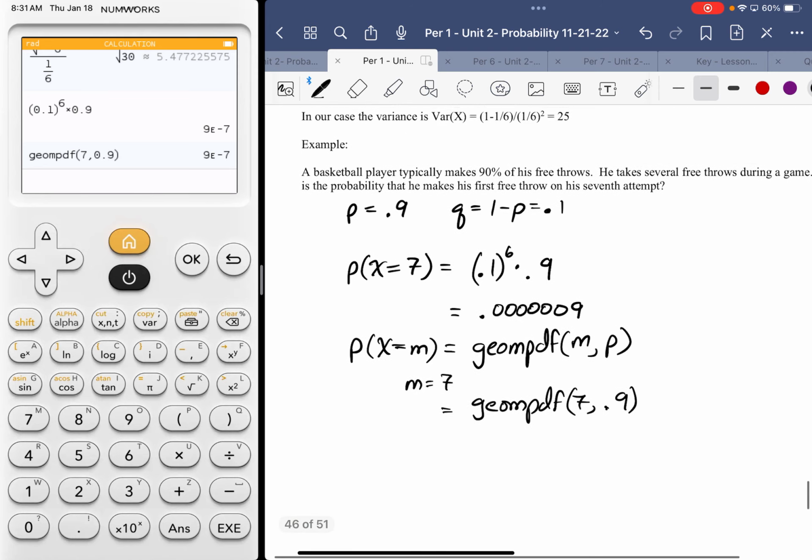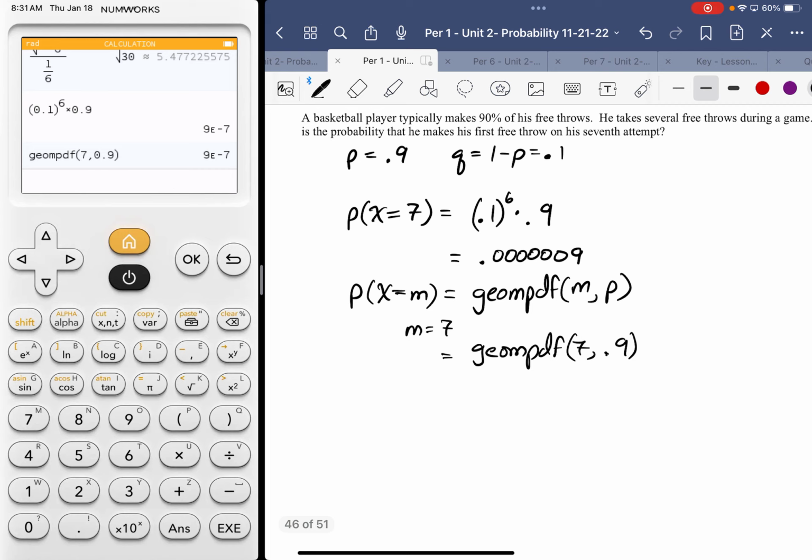I, for whatever reason, did not include a CDF example. So let's say, what's the probability, for example, find the probability that he will make his first free throw. I've used 7 as a benchmark, so I'll say X is greater than 7. This is basically saying what's the probability that it will take more than 7 attempts for him to make his first free throw? Which, if you're a 90% shooter, should be very, very rare.